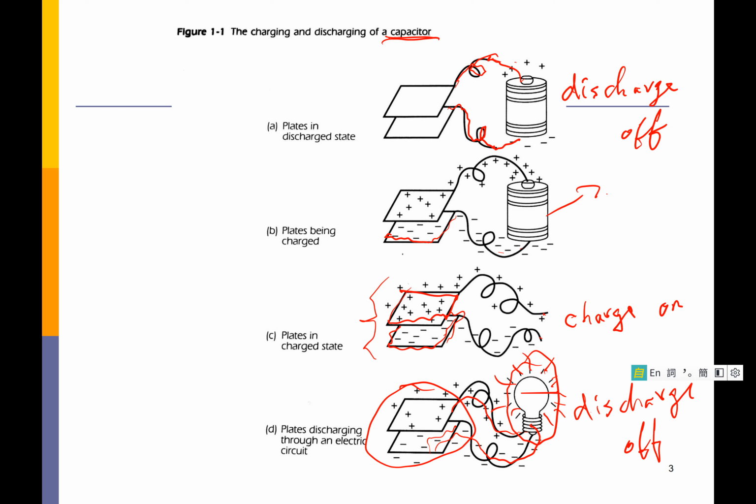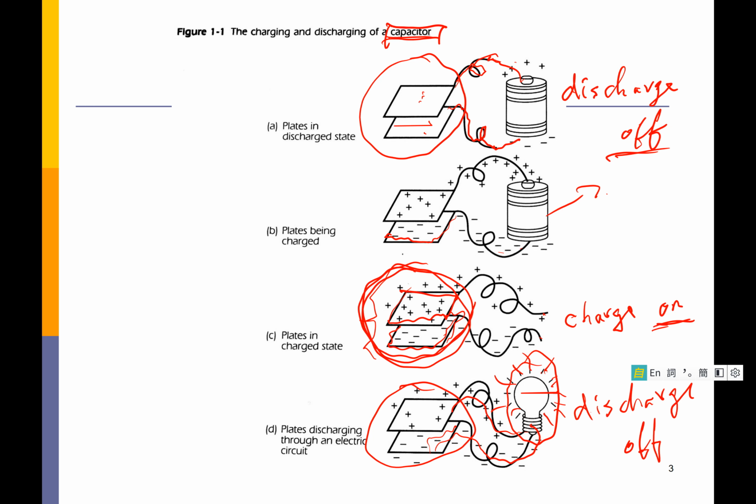Now, based on the status of these two metal plates, we can represent two states. When these two metal plates have electrons and protons, we can call it on, and if there are no electrons or protons, we can call it off. Okay, so we have a two-state device by using two metal plates, which we call a capacitor.